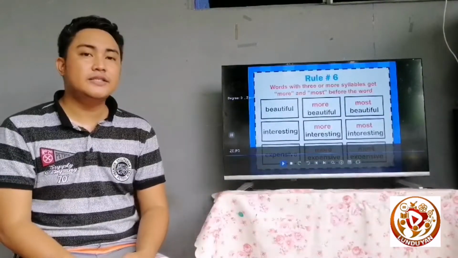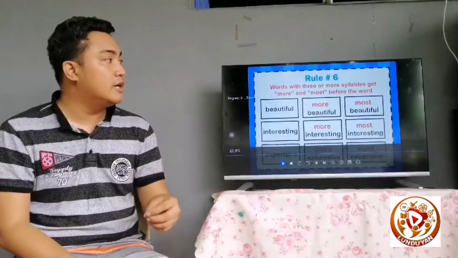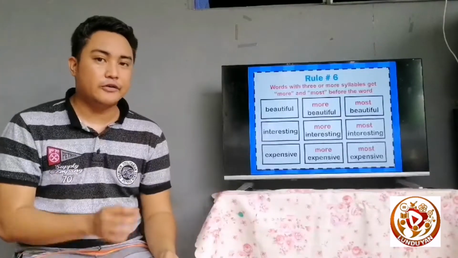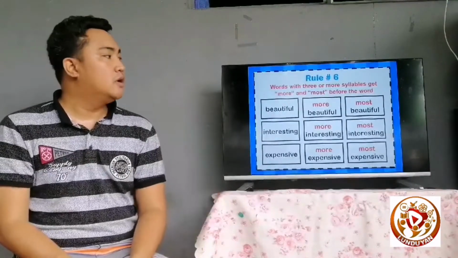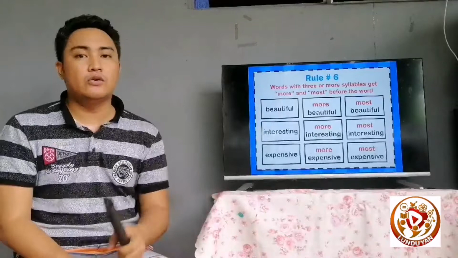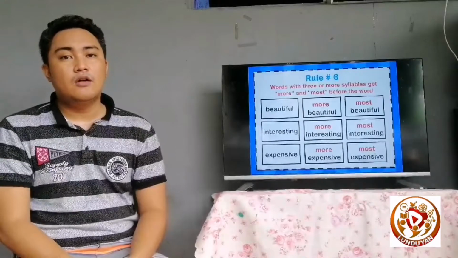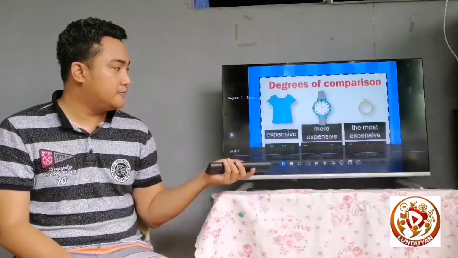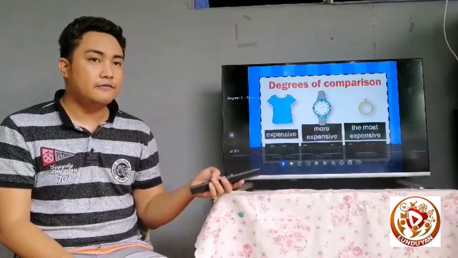Another one here is the words that are with 3 or more syllables. You actually add more and most before the word. We cannot say beautifuler or beautifulest. It's not. This is also another tricky part. So just remember that if it has 3 or more syllables, you have to use more and most before the word. More for comparative and most for superlative. Let's try the examples here. Expensive, more expensive, and the most expensive.